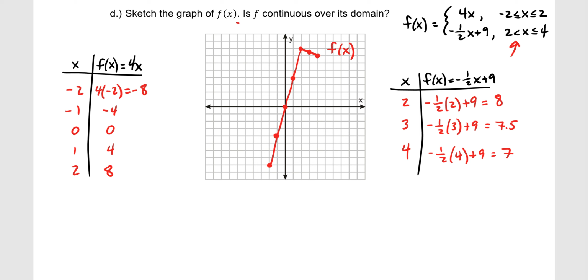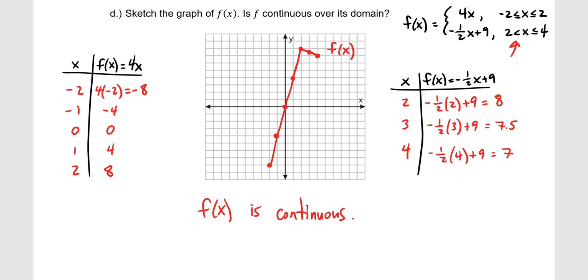And then the second question here is, is f of x continuous? So continuous means that we can draw this without picking up our pencil, essentially. And this is continuous. There are no holes, no jumps, no gaps. So we would say that, yes, this is a continuous function.